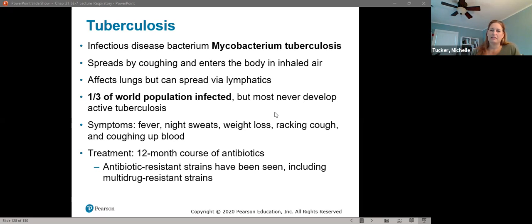But in countries where there's poor nutrition or poor sanitation, and the immune system is overwhelmed or not functioning optimally, then they become more symptomatic. Additionally, the treatment is a 12-month course of antibiotics. This is a series of antibiotics. You'll do one for 6 months, one for 3, another for 3. And it is difficult in many countries to sustain a 12-month course of antibiotics, either through logistics or through finances.